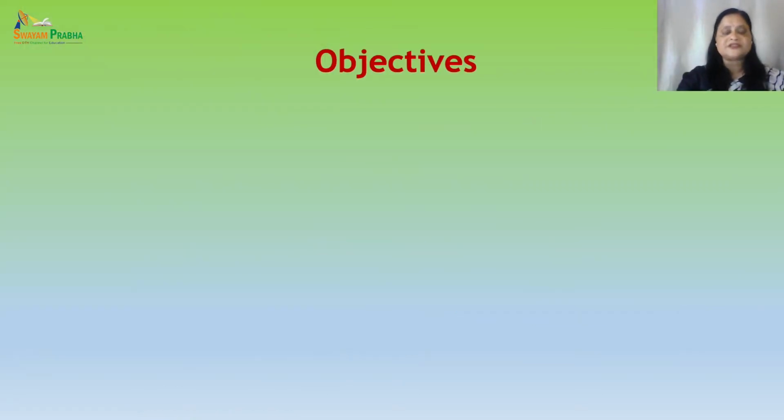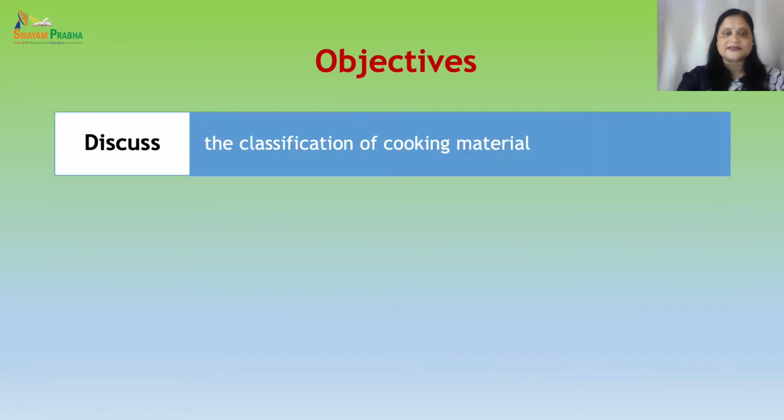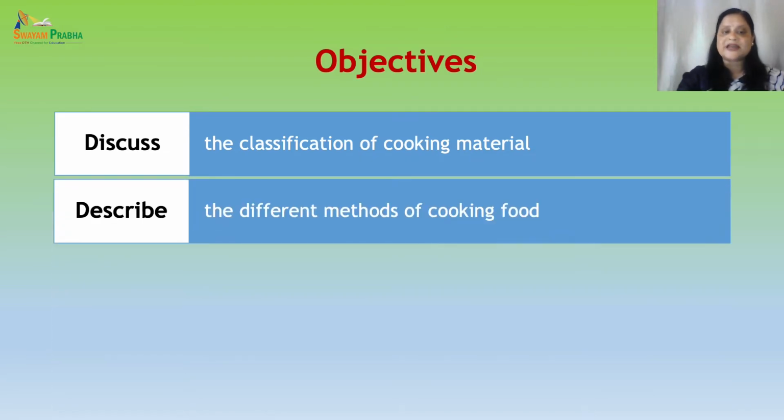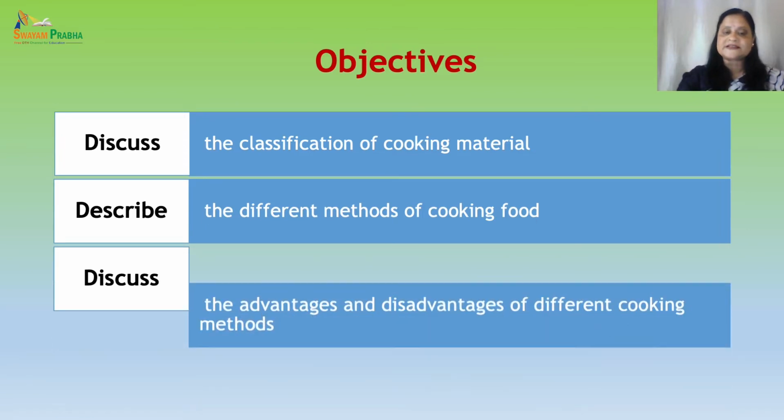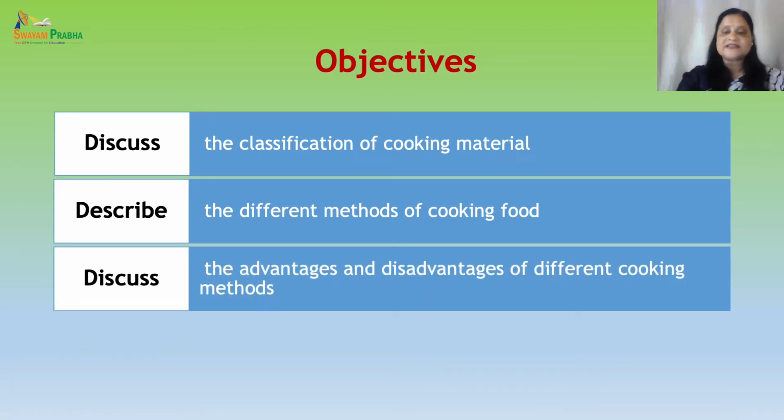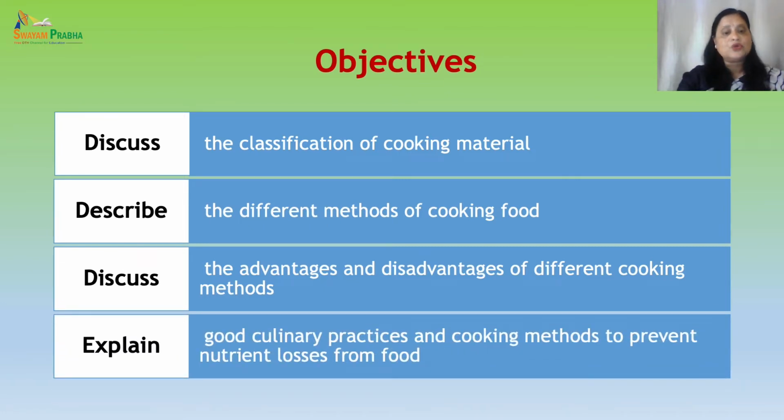The objectives of the present module are: discuss the classification of cooking material, describe the different methods of cooking food, discuss the advantages and disadvantages of different cooking methods, explain good culinary practices and cooking methods to prevent nutrient losses from food.